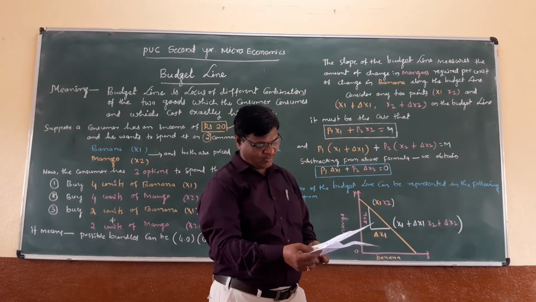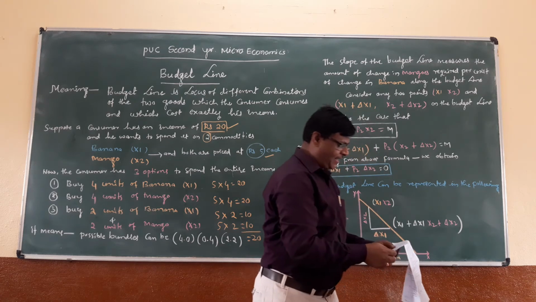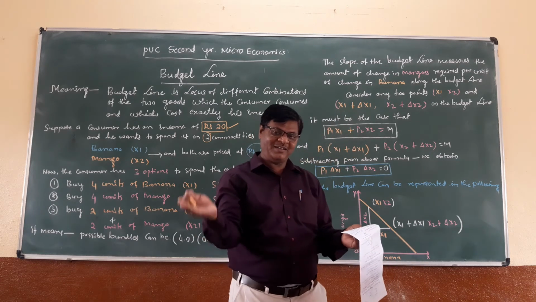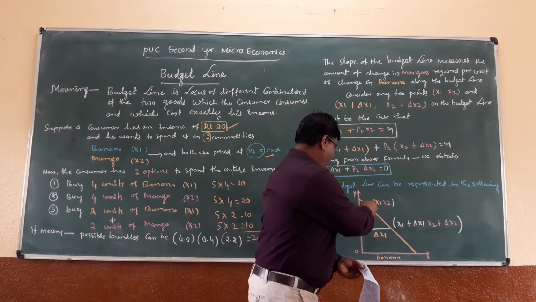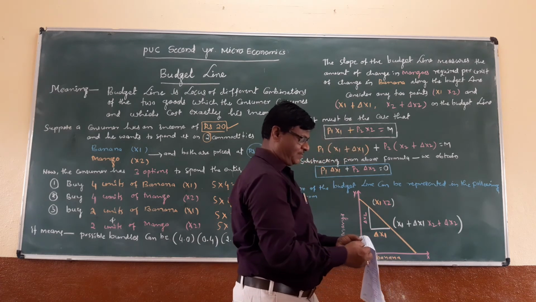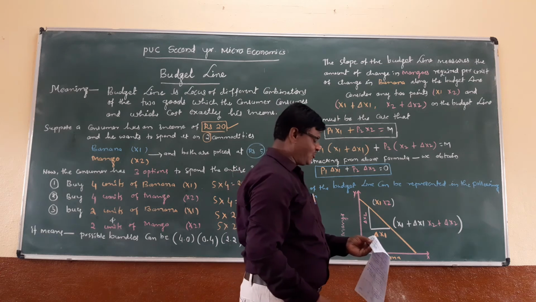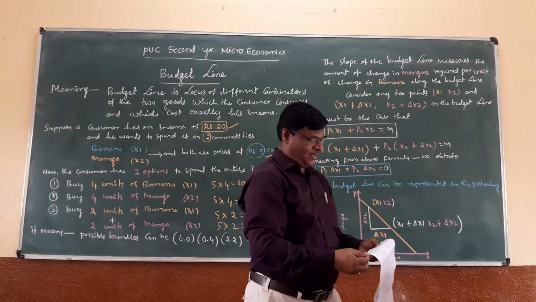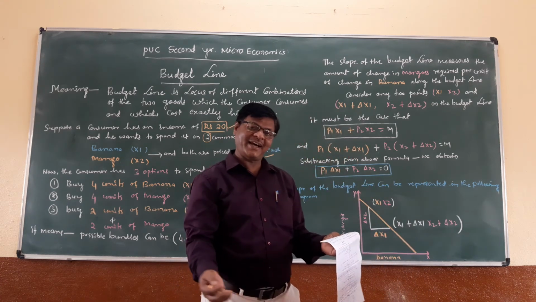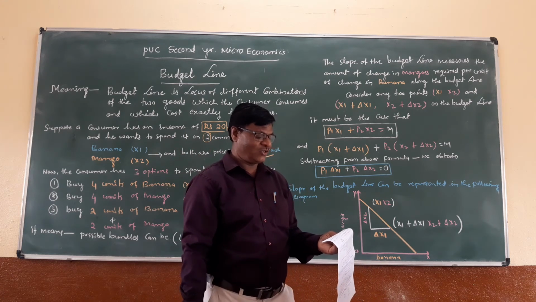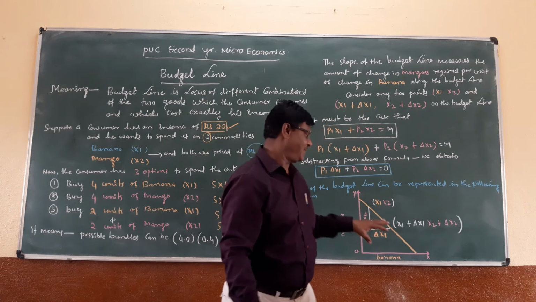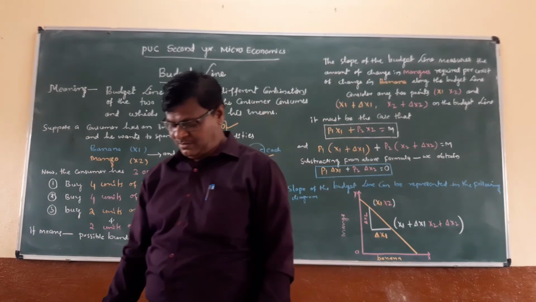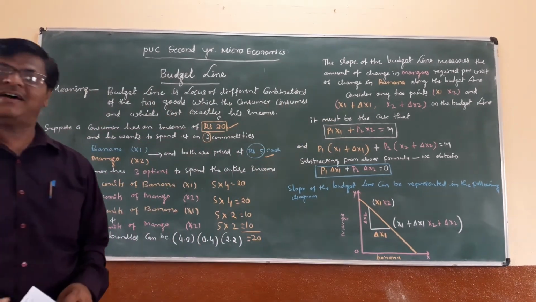The absolute value of the slope of a budget line measures the rate at which the consumer is able to substitute the banana for the mango when he spends his entire income on these goods. This is called a budget line.